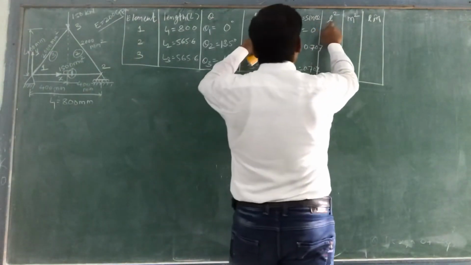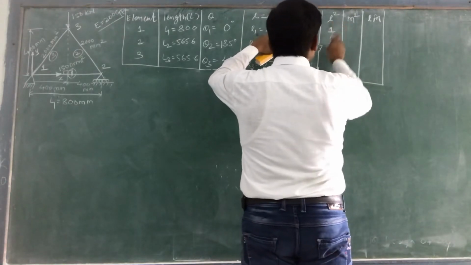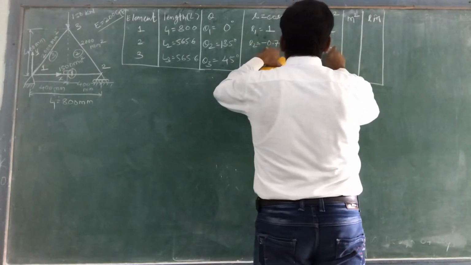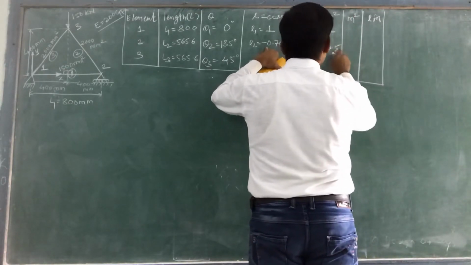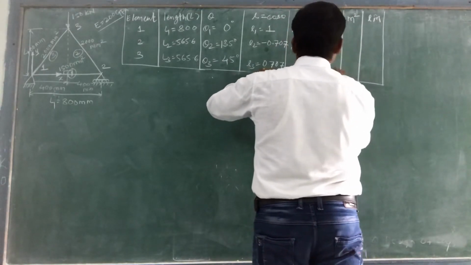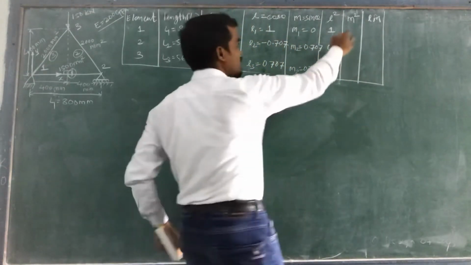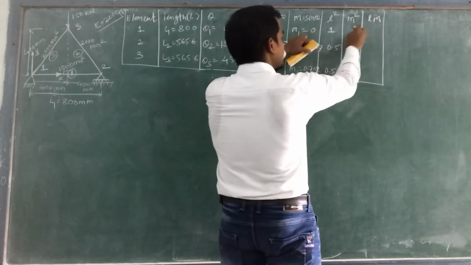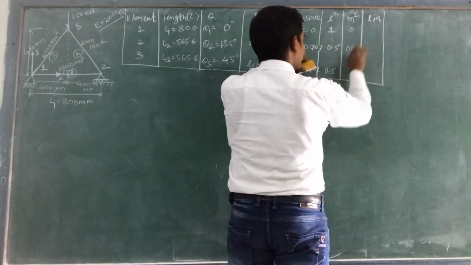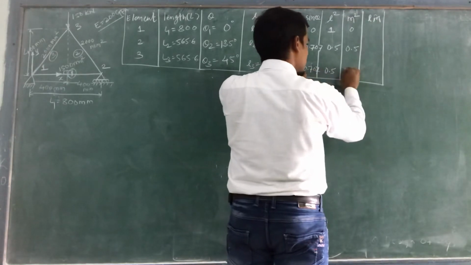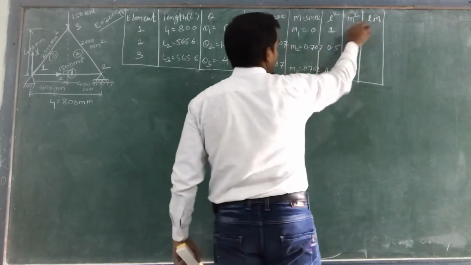Then l square. 1 square is 1. Minus 0.707 square is, I think, around 0.5. Then 0.707 square is 0.5. Similarly, find out m square: 0 square is 0, 0.707 square is 0.5, and 0.707 square is 0.5. Then finally, the values of lm.